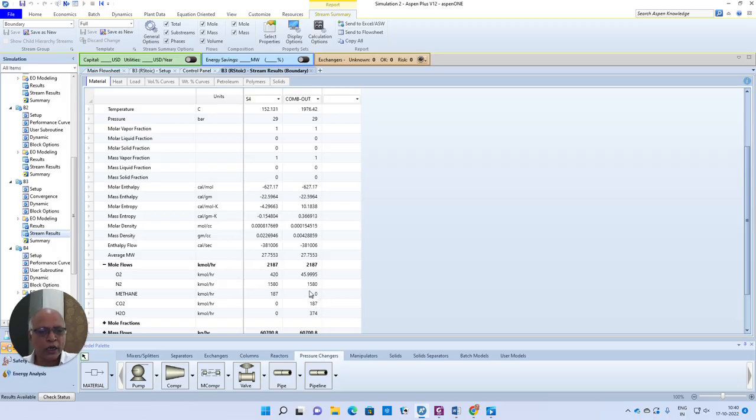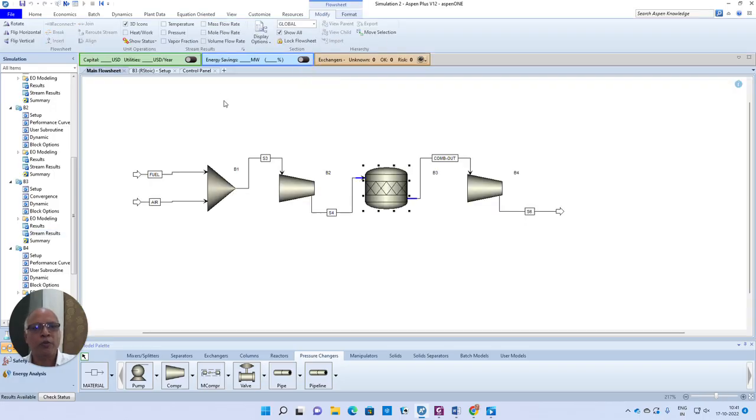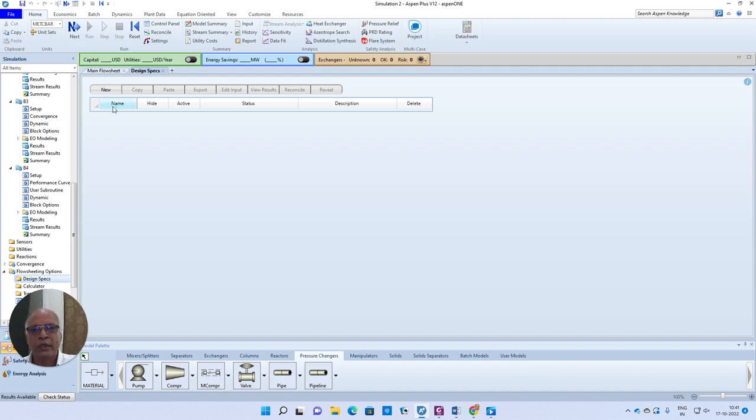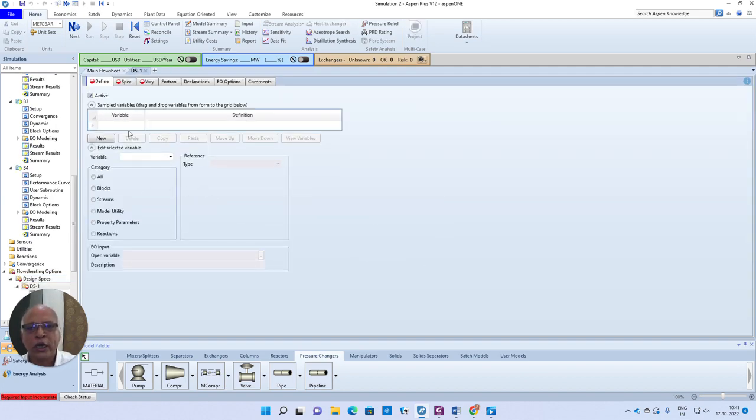But the issue here is how much air is to be supplied in order to get the required temperature of 1400 degrees centigrade at the exit of the combustor. So in order to solve this problem, now we would like to use a flowsheeting analysis, go to design spec, say new. So what is the requirement? We wanted to get some target temperature of 1400 degrees centigrade at the exit of the combustor.